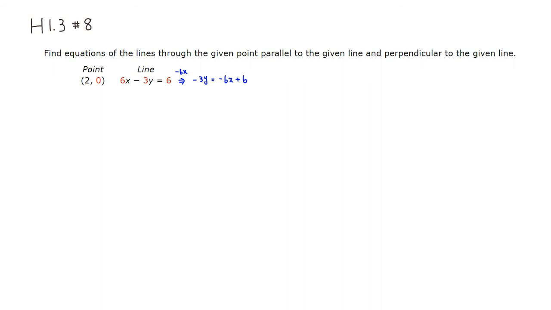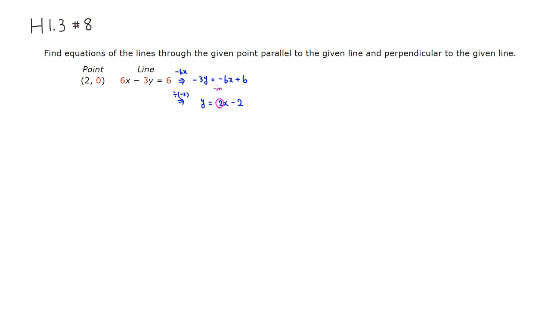Since we want to isolate y, we can divide through by negative 3. So we have y is equal to negative 6 divided by negative 3, which would be 2x, and positive 6 divided by negative 3 would be negative 2. You can see that the slope shows up right here. So the slope is going to be 2.